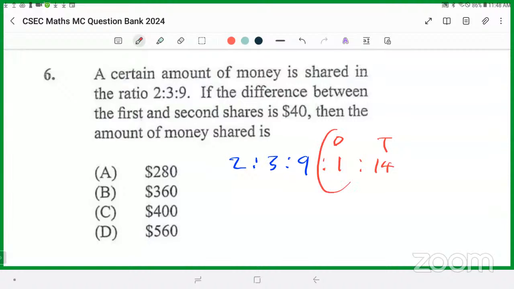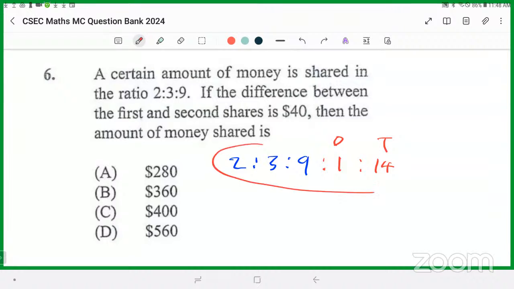I want the difference to become an actual 40. That's what they said. So therefore I need to multiply this by 40. If I multiply this by 40 for it to become what it actually is, I have to multiply the total by 40 as well to see what the total is. Simple as that. It's not complicated. So I extend the ratio to show me the difference between the first and the second share.